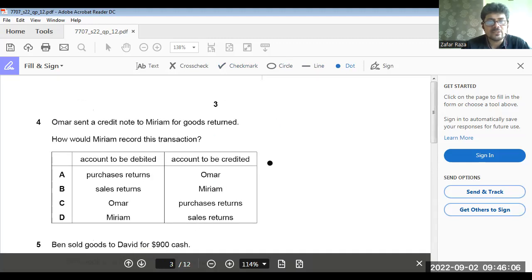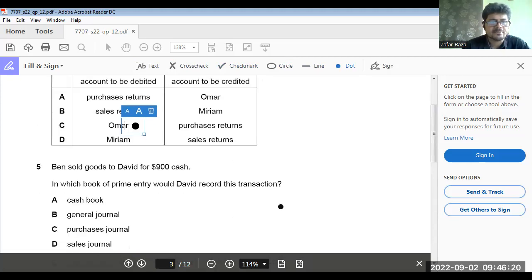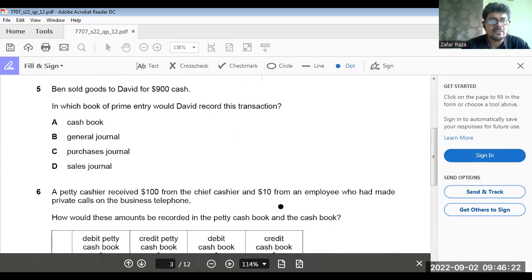Umar sent a credit note to Mariam for goods return. How would Mariam record this? When Umar is sending, it means Umar is the seller, Mariam is the buyer. So for Mariam it is C option: Umar debit, purchase returns credit. Very simple. Ben sold goods to David for 900 cash, in which prime entry would David record his transaction? Obviously cash book.